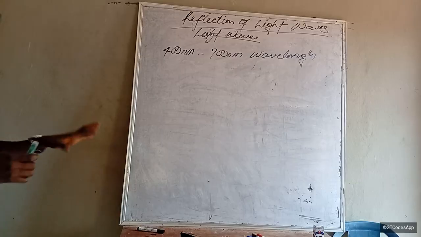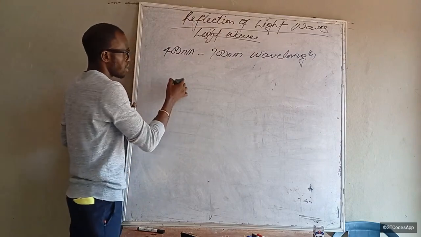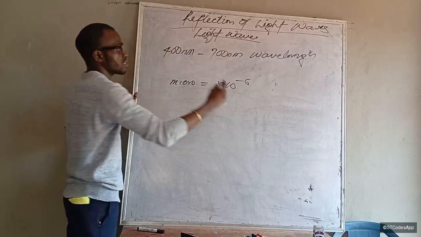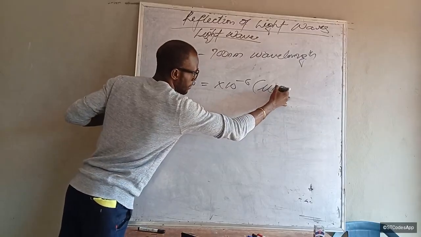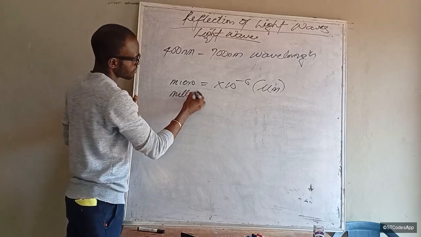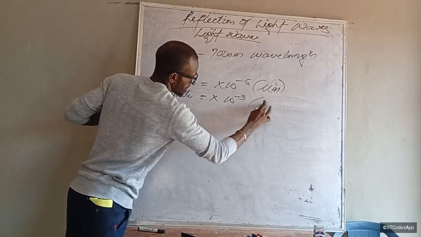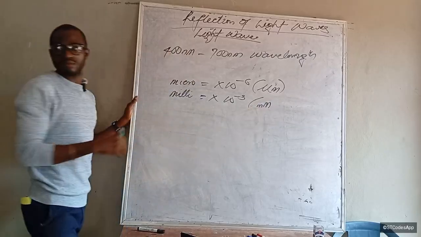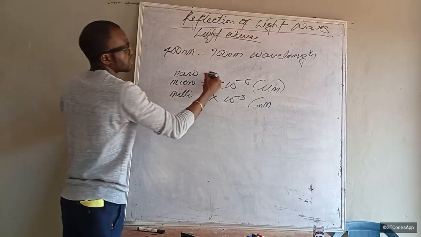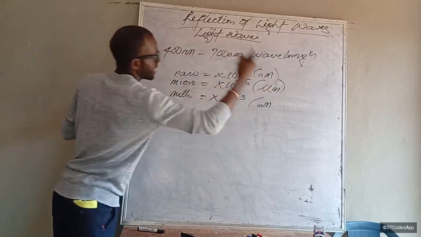Let me quickly give you this metric system. If you hear micro, it means times 10 to the power minus 6, for example, meter and micrometer. Then milli means times 10 to the power minus 3, like millimeter. Is it clear? Nano means times 10 to the power minus 9, for example, meter and nanometer.